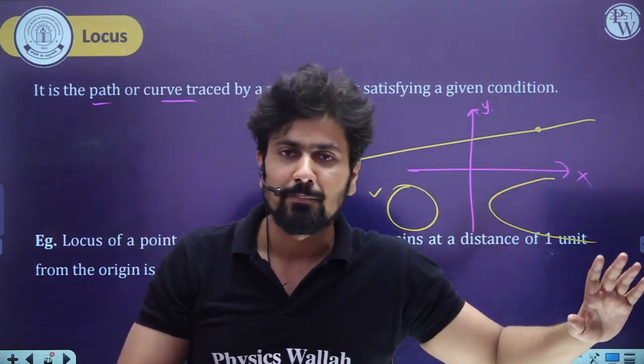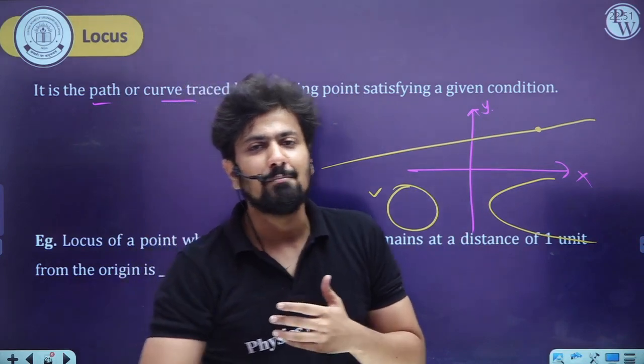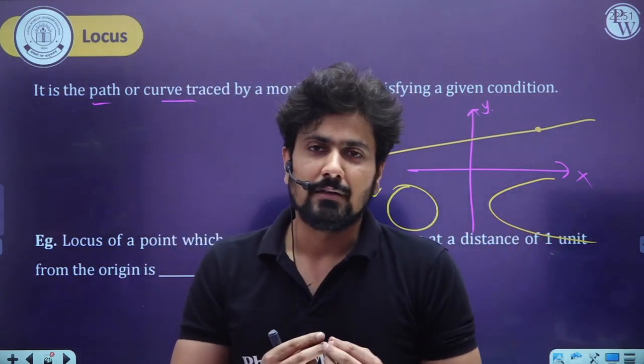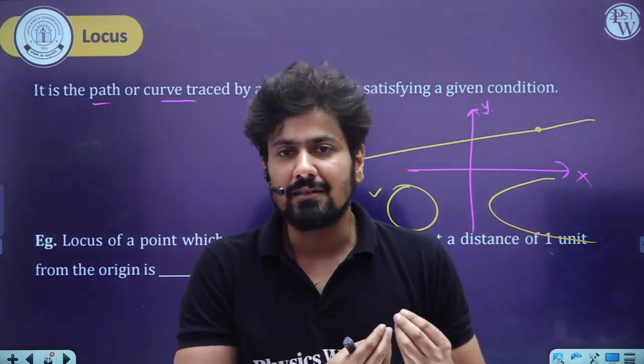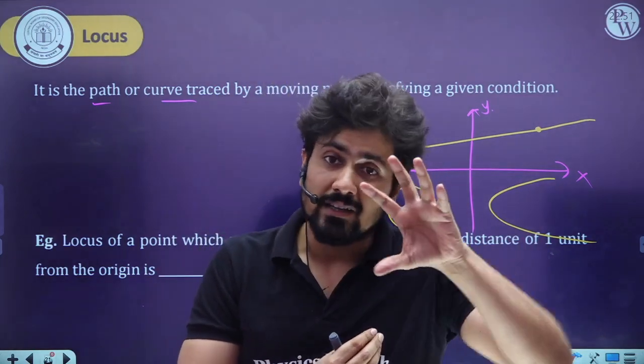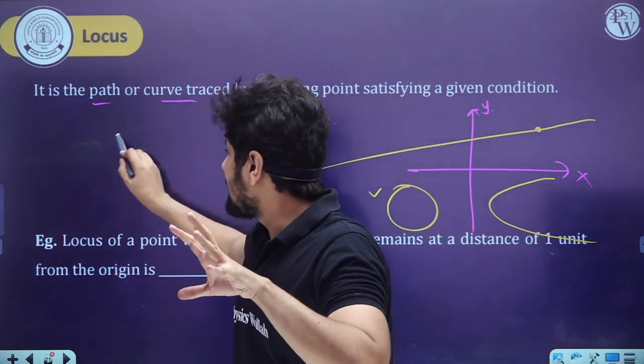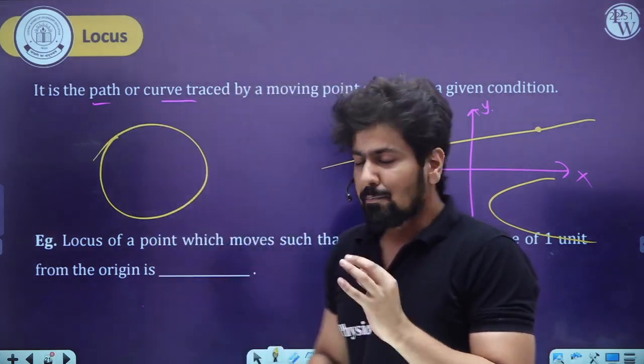So what is locus? Locus is simply a path. Okay? Locus is simply a path. And every path has some constraint. Like a circular path has some constraint. What is the constraint about a circle? Okay? There is a property of a circle.